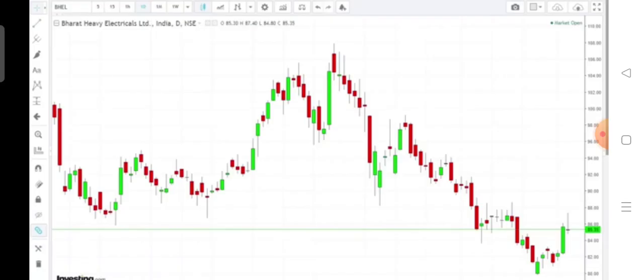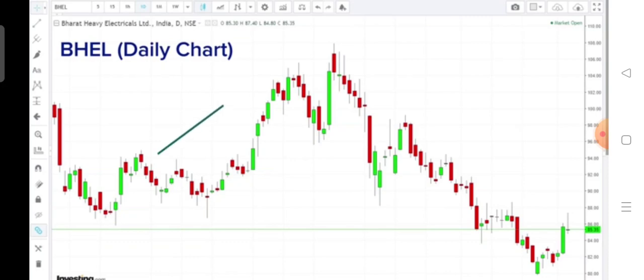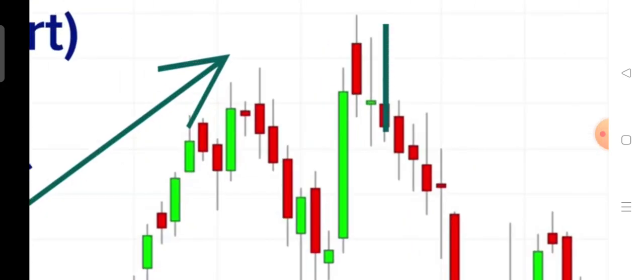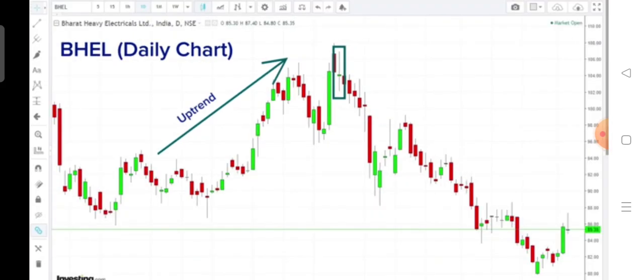Now let us give you some examples here, and we can then understand how we need to look at a doji or a spinning top or spinning bottom. Here we are looking at the BHEL chart. See, initially there was an up move in the daily chart, and then there was a spinning top that was formed, and eventually that resulted in a price reversal.